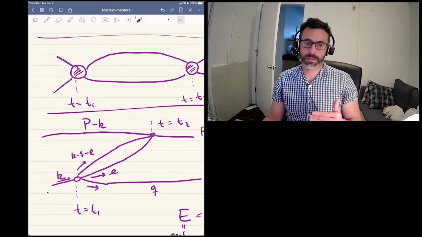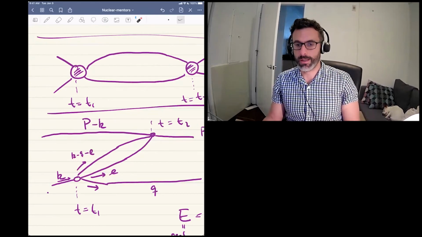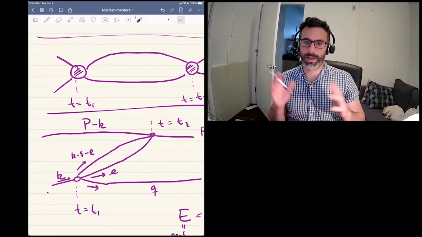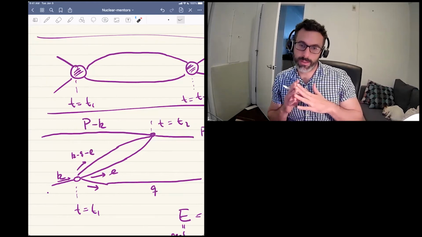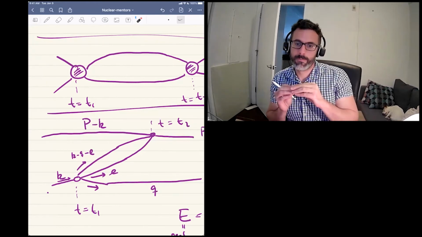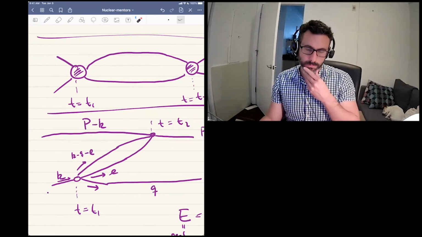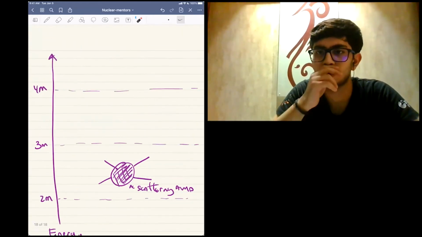So any vertex that conserves momentum and energy is permitted, and you can create any intermediate particles, and you won't see them as long as you don't have enough energy to create them. Okay. All right. So what happened? Okay, go ahead.